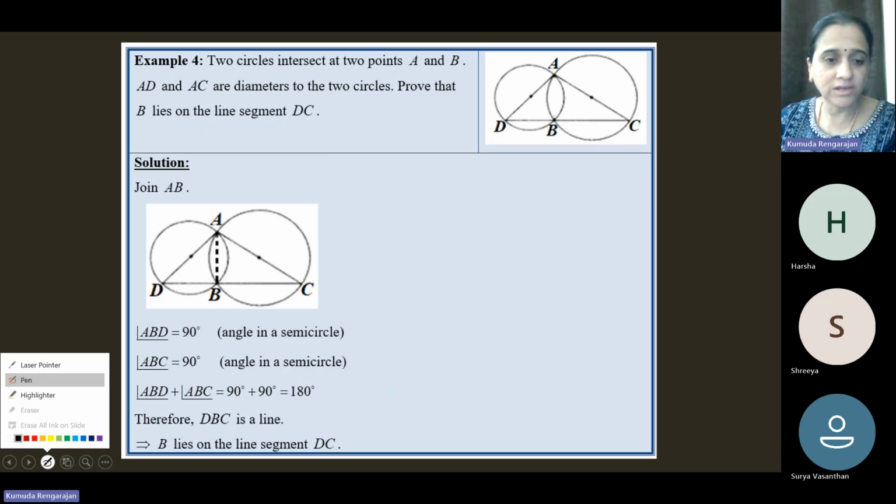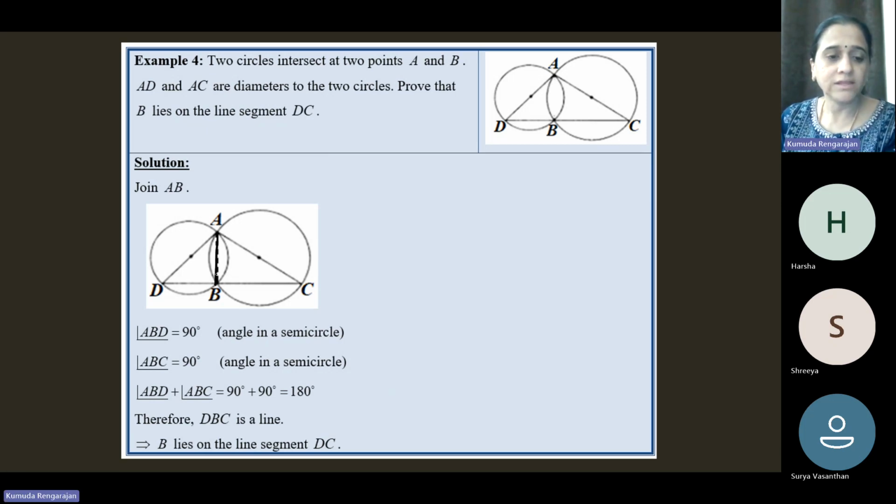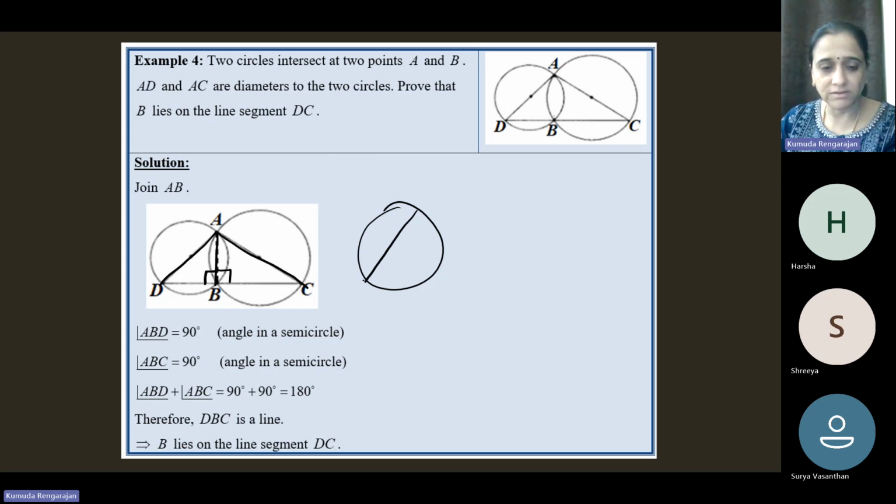The construction is join AB. Then this is 90 degrees because AD is the diameter. Angle in a semicircle is a right angle. AC is a diameter, so angle in a semicircle is a right angle. Look at the first circle. In this circle, DA is a diameter, and B is a point on the circumference. So this is 90 degrees.